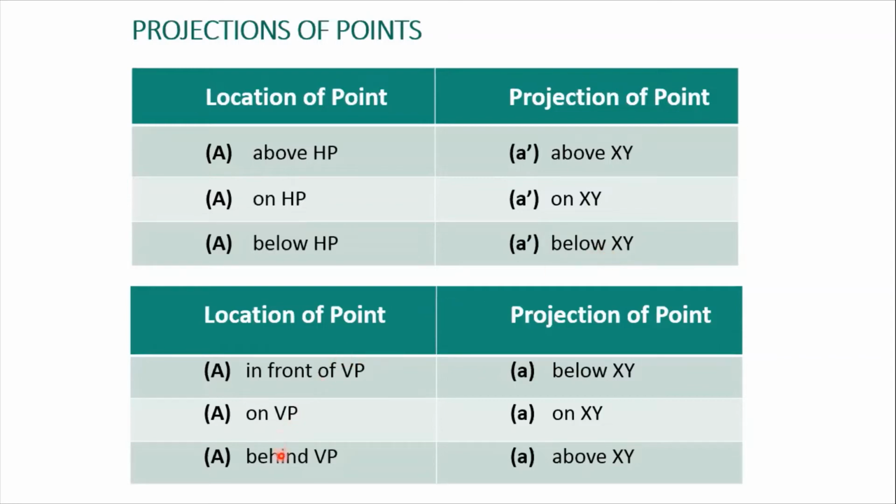So in second table, the point with respect to VP would be given. So let us see. The location of point A is in front of VP. That means your answer would be A, that means plan or your top view below your XY line. Now it is said that point A is on VP. That means you will be plotting point A on XY line itself. Now if it is said that A point is behind VP, you have to simply plot your A point without any dash above your XY line. Very simple. So try to memorize this table and you can solve any example very easily.